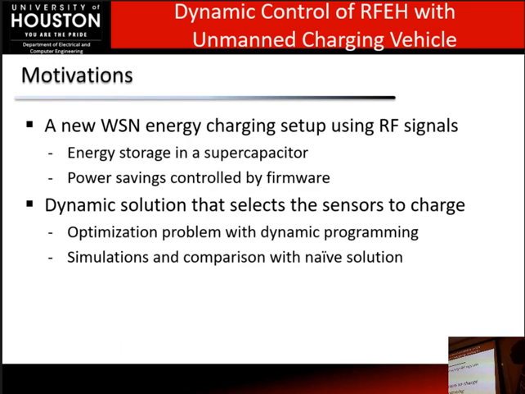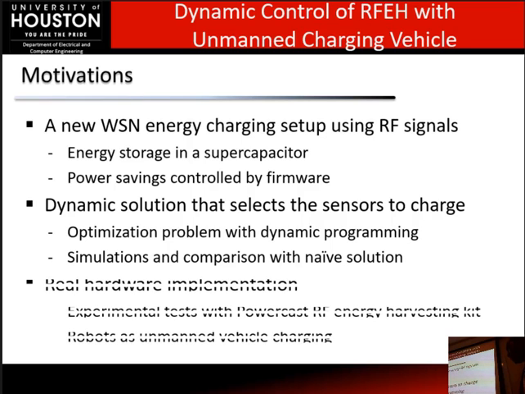So besides the hardware, we need to find a dynamic solution that will select which sensor to charge, in order to make sure that the sensors or boards continue to operate and never fall below a working threshold. Dynamic programming allows us to solve this optimization problem. I will explain a little bit more about dynamic programming in the next slide. And I will run simulations and compare with a naive solution to show the performance of this solution. Finally, at the end of this section, I will also show how I implemented this solution in real hardware, and I have a video that is posted on YouTube.